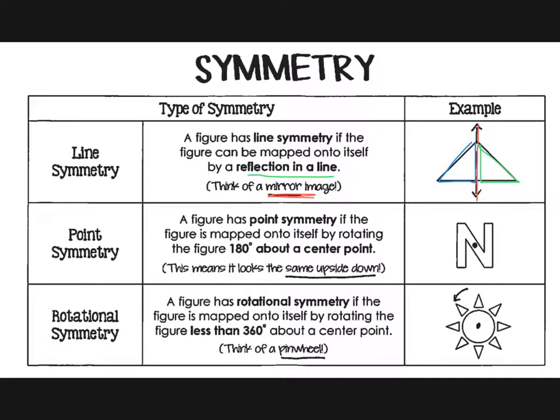Next, we move on to point symmetry. A figure has point symmetry if the figure is mapped onto itself by rotating the figure 180 degrees about the center point. So over here we're looking at that letter N, and we're saying that, hey, look, if you flip N upside down, it looks the same.